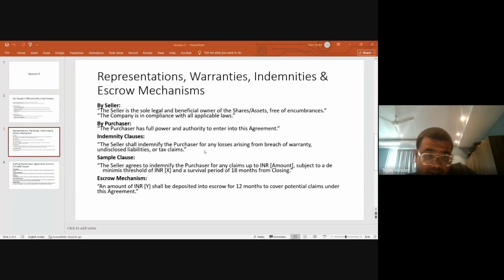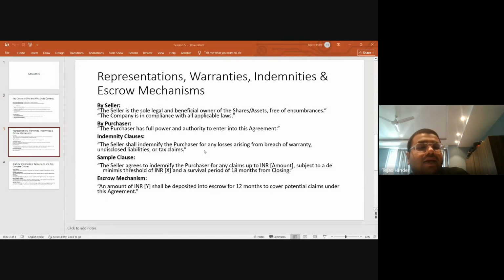So under an SPA, you will have title to shares and valid issuance. But under an APA, you will have title to assets and no encumbrances as a representation. I'm just putting it in broader terms for your understanding. If you have any questions, just ask me, right?